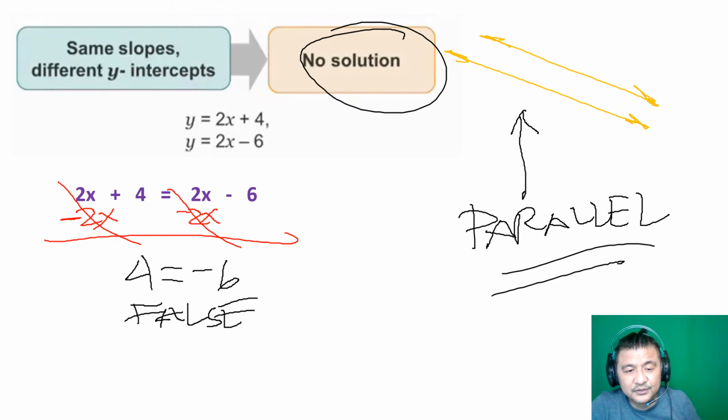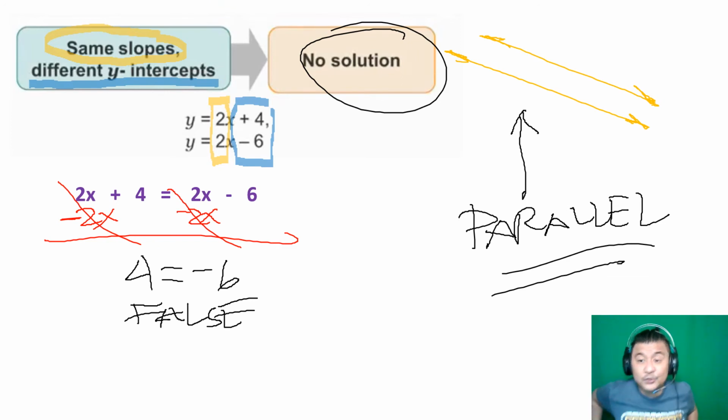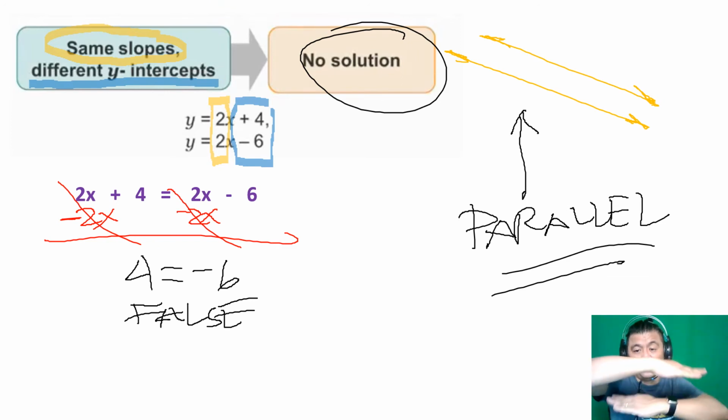Okay, clue. Look at the clue. How will I know if the lines are parallel? Check this out. The slopes. The slopes are the same. You see that? They both have the same slope, same rise and run. But check out the y-intercept. The y-intercepts are different. So that's the clue. You don't need to graph anymore. If the slopes are the same, they won't meet. Wherever you go, they won't meet.